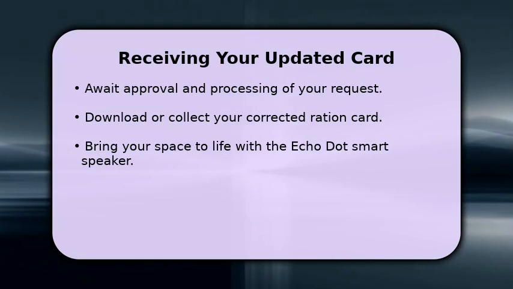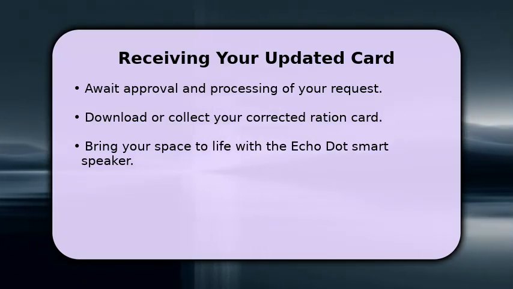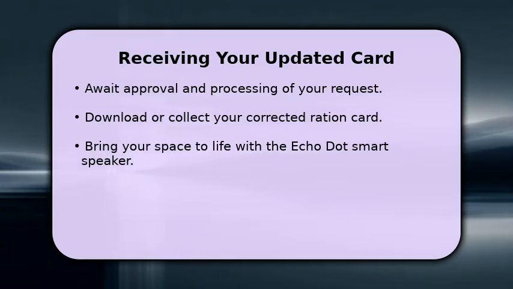Once your application is approved, you will be notified, and your corrected ration card will be ready. Depending on your state system, you might be able to download a digital copy or collect a physical card from a designated office.